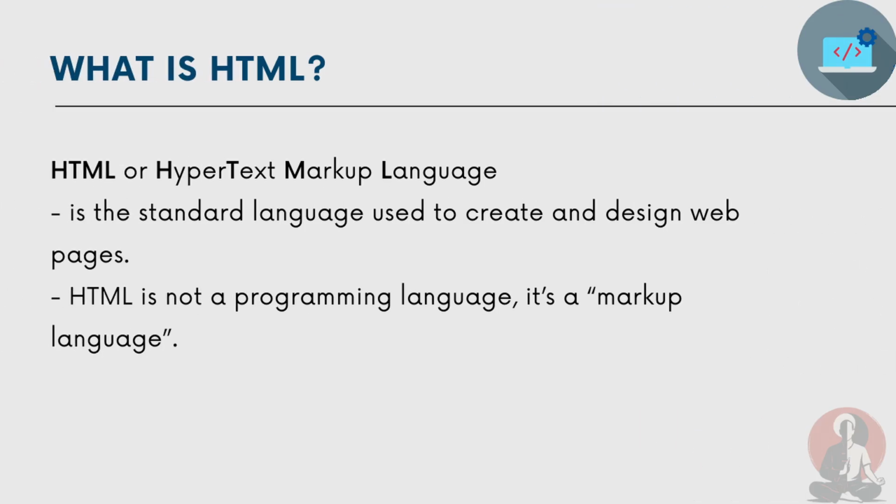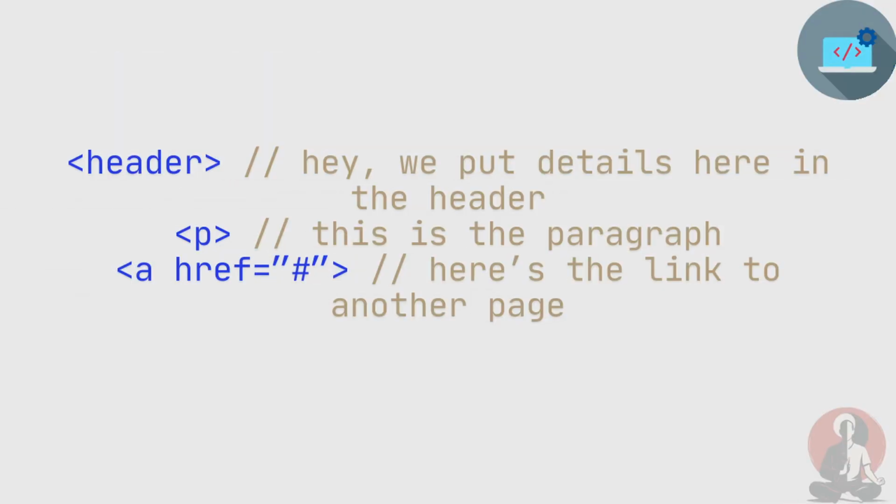What is HTML? HTML, or Hypertext Markup Language, is the standard language used to create and design web pages. It's not a programming language, it's a markup language, which means it tells the browser what to present to the users. It is like telling the browser, hey, this is a heading, this is a paragraph, this part should be bold, here's a link to another page, and show this image here.